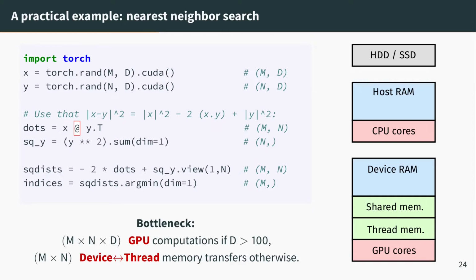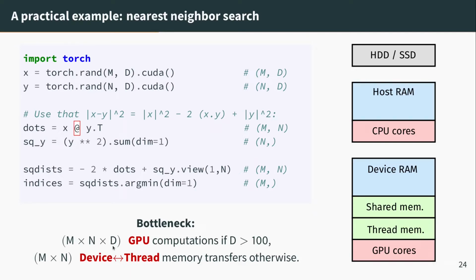So it's just that here it's about the bottleneck. If D is larger than 100, in this program, by far the most expensive line of code is this one. Basically this matrix multiplication makes on the order of M times N memory transfers, at least at write time, and M times N times D computations, multiplies and adds.